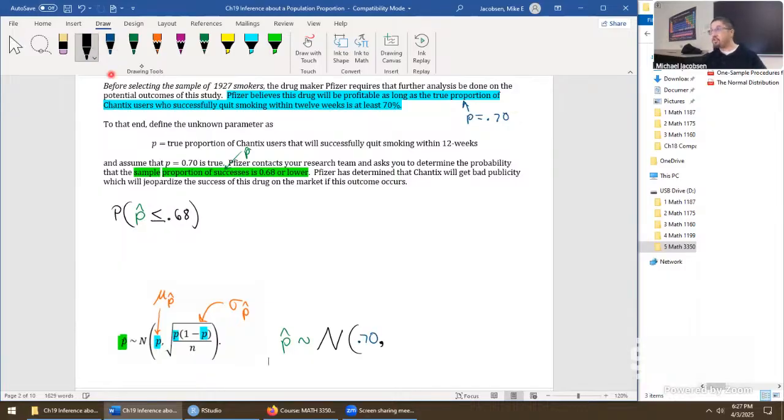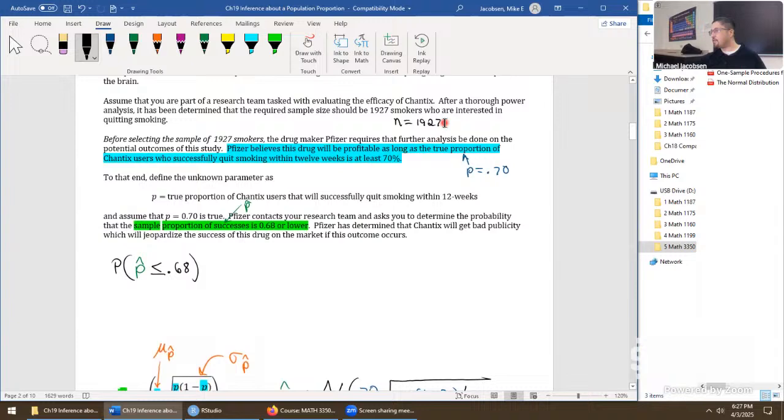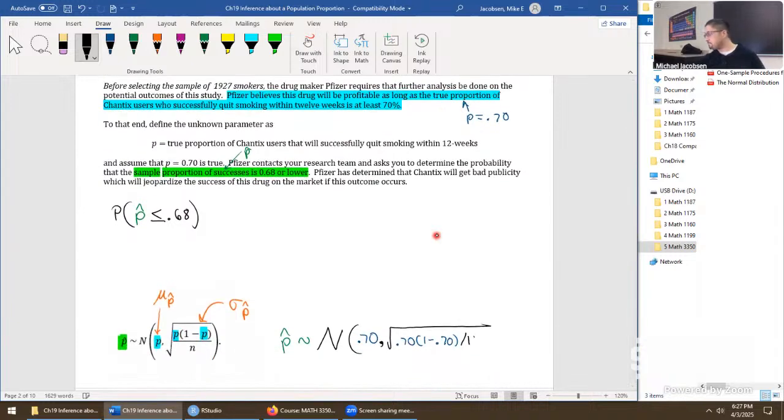The true standard deviation of this model is going to be the square root of p times 1 minus p. Again, this is nice. It's a one parameter description. So we take 0.70, 1 minus 0.70, then divided by the sample size. I forget the exact figure, 1927. So this tells us exactly how p hat is distributed. And then it finally enables us to actually compute this.